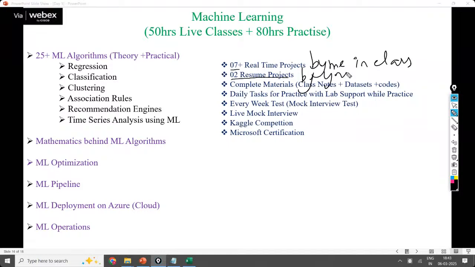Okay, 2 projects you have to write in the resume. Earlier 1 project, this is 2 projects. Total how many? 3. 3 projects you are going to write in the resume as of now. And again, complete materials will be shared by me.